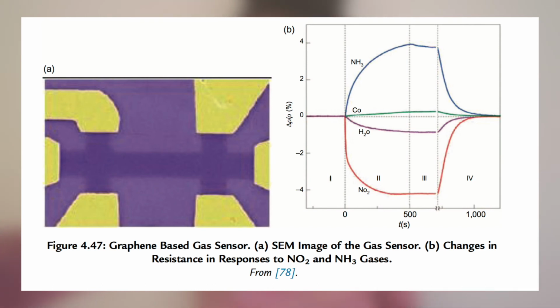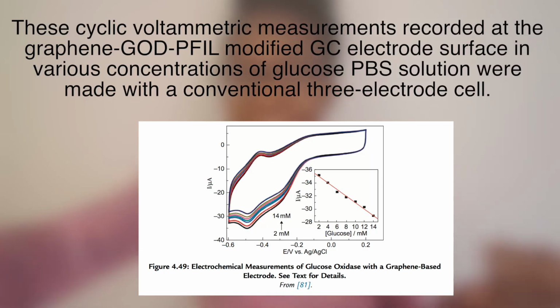That's pretty cool, right? And with graphene-based gas sensors or glucose sensors, different changes in resistivity or voltages can be measured, and a voltammogram could be determined to see how these graphene-based sensors are able to detect these different molecules or gases.